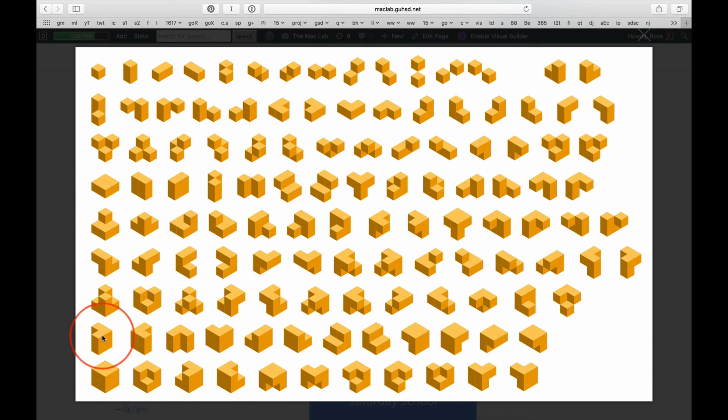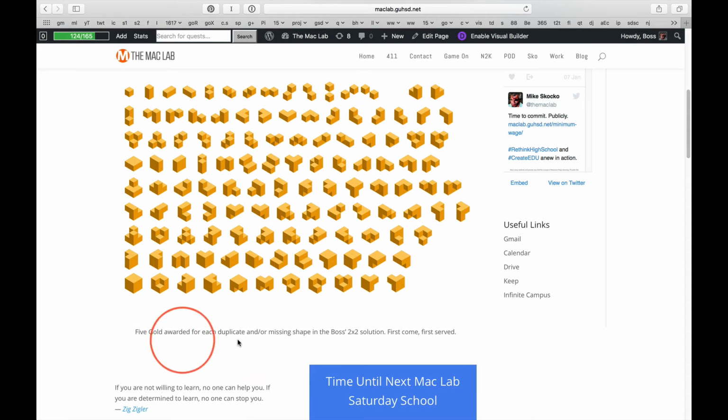Okay, so if you can find a duplicate or if you can provide a solution I missed, 5 gold each time. Because I want to build a catalog in our classroom of all the possible 2x2s, because each and every one of these makes a different pattern. And we can combine elements to make additional patterns. This is our library that we can pull from in order to generate a near infinite amount of resources when it comes to shapes and patterns.